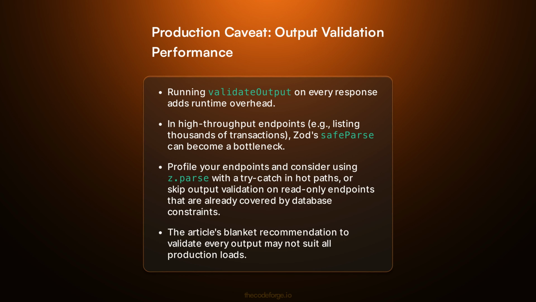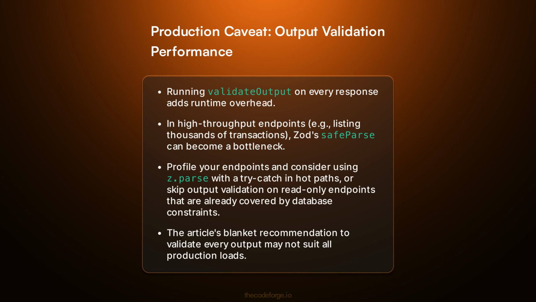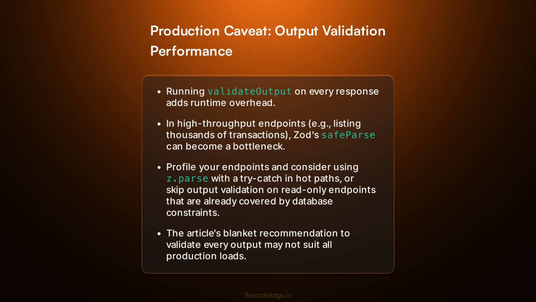Running validateOutput on every response adds runtime overhead. In high-throughput endpoints, for example listing thousands of transactions, Zod safeParse can become a bottleneck. Profile your endpoints and consider using parse with a try-catch on hot paths, or skip output validation on read-only endpoints that are already covered by database constraints. The article's blanket recommendation to validate every output may not suit all production loads.